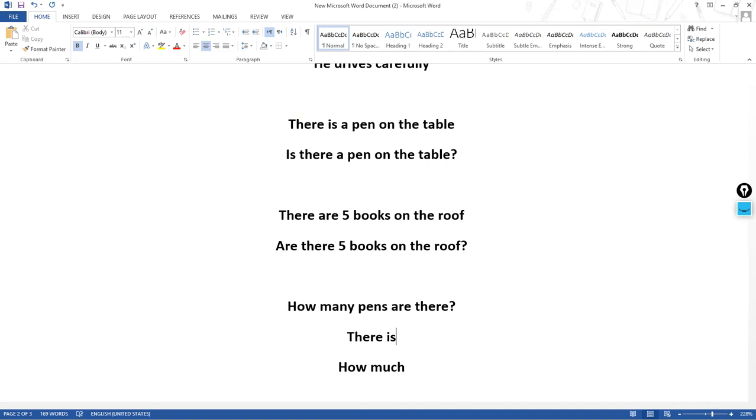Of course, it depends on the answer. If there is one pen, I say there is a pen. But if there is more than one pen, I have to say there are. So the answer to how many and how much is always there are or there is.